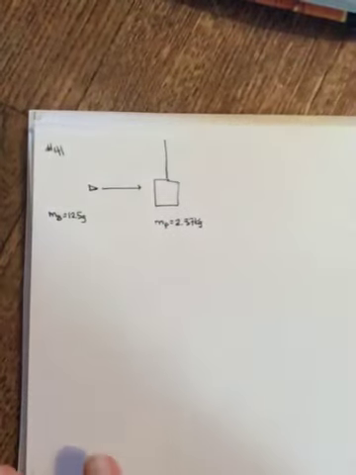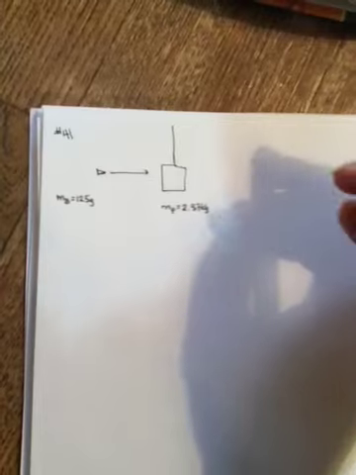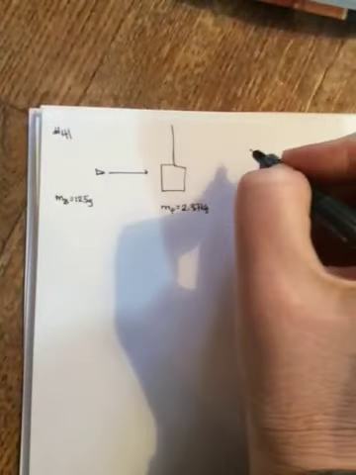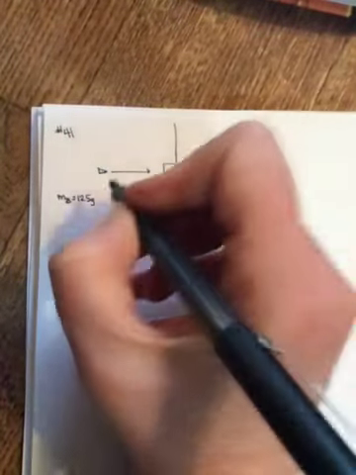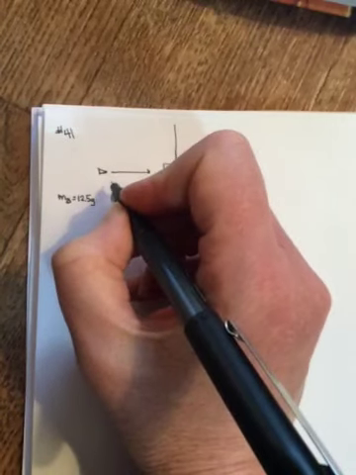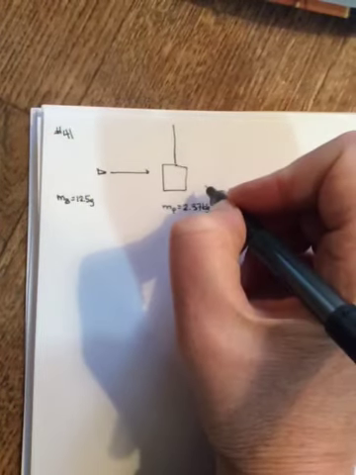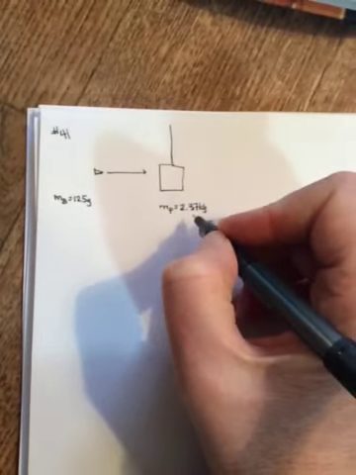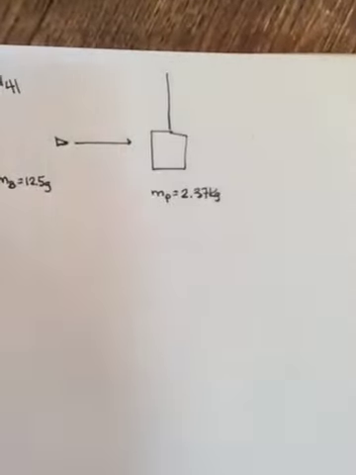Okay, so number 41 on page 524. And it says a 12.5 gram bullet is shot into a ballistic pendulum that has a mass of 2.37 kilograms.